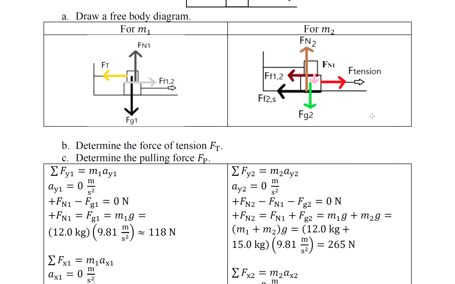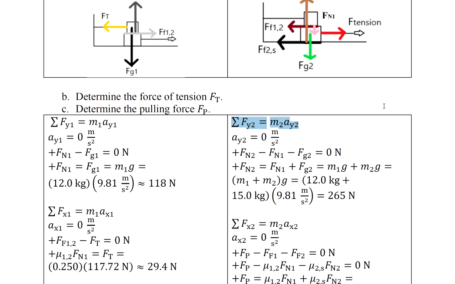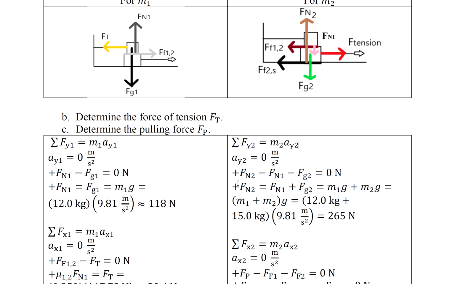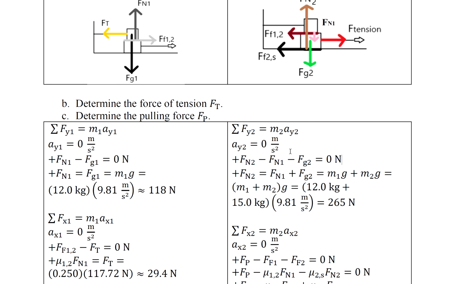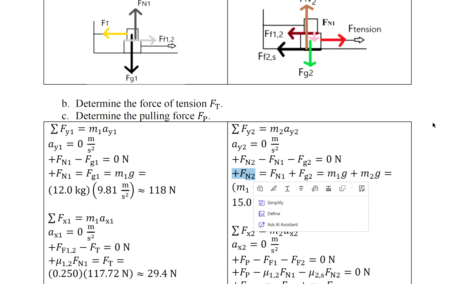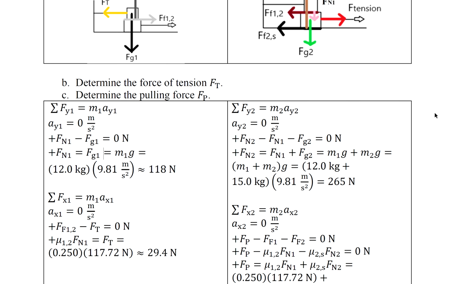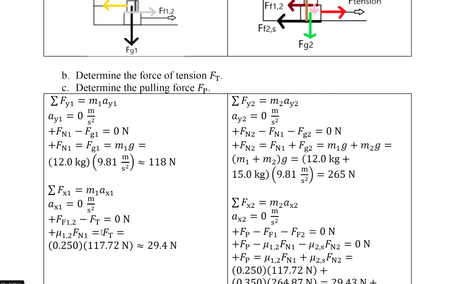Look at mass 2. Sigma F sub y2 equals m2 a sub y2. We know a sub y2 is 0 because this object is not jumping up and down. So we got these 3 forces equal 0 newtons. And we could solve for Fn2 here. Here we've solved for Fn1 and Fg1. Here we solve for Ft over here on the bottom left.